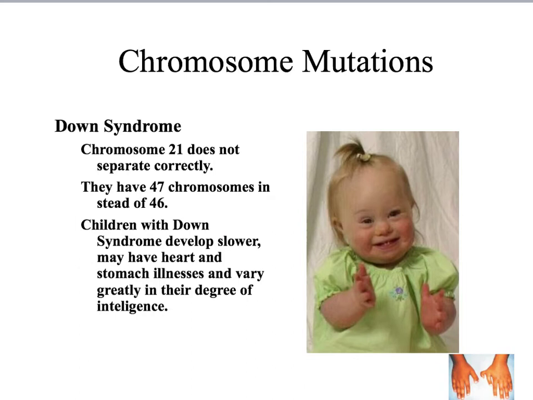Down syndrome. She's beautiful. Okay, Down syndrome people are probably the nicest people you will ever meet. They're sweet, always smiling, and they are extremely strong. Some of them don't even know how strong they are. But it happens because chromosome 21 does not separate correctly. We often call this trisomy 21.